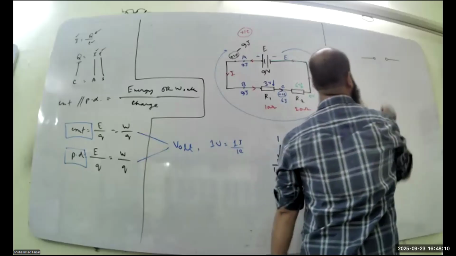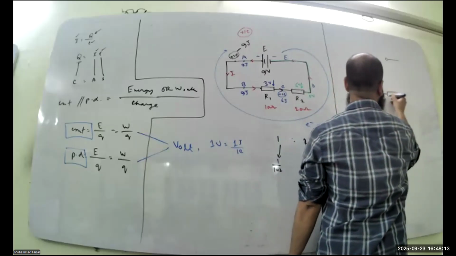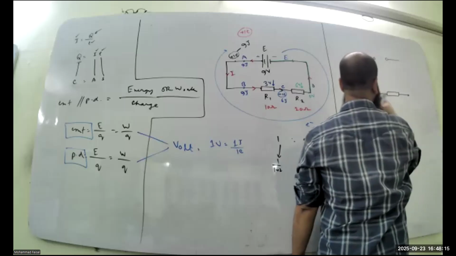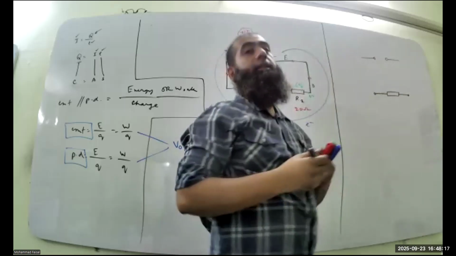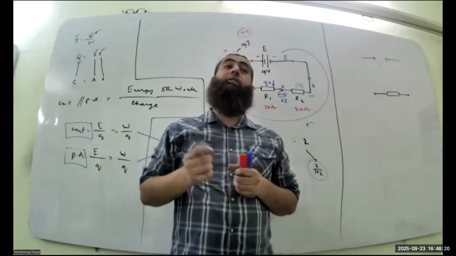However, if you have a scenario like this, what do you call these two circuits that are connected on the two sides of a resistor?